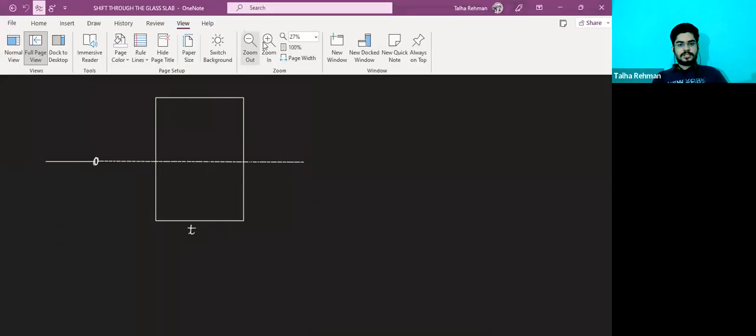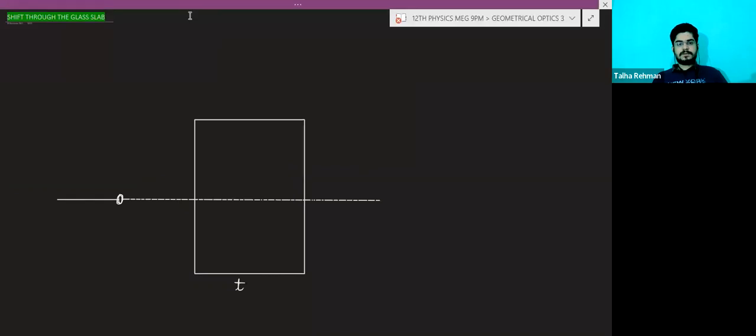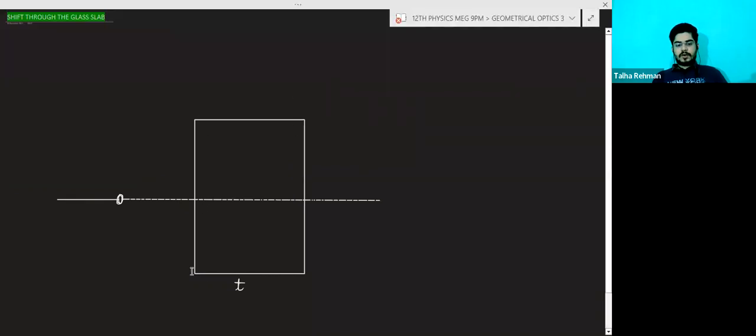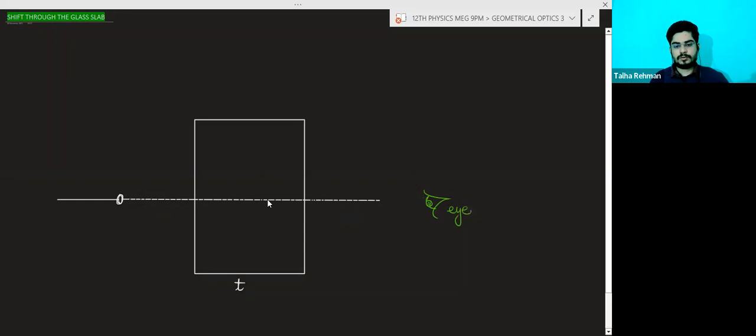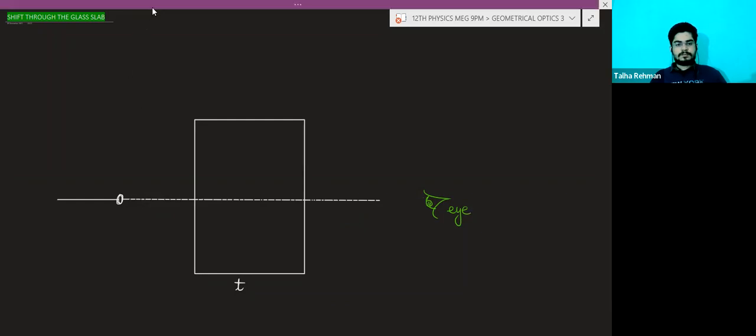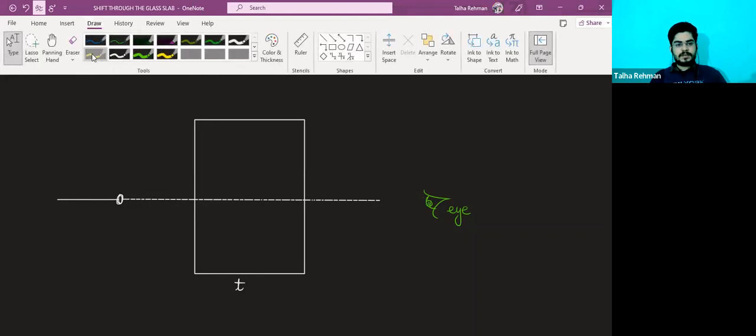Now we will see a shift through the glass slab. So this is the glass slab of thickness T, and here is the object place. And you are watching this object through this glass slab from here. So there will be a shift in the object. And how will that shift take place? As this is an object, the object is a source of light.